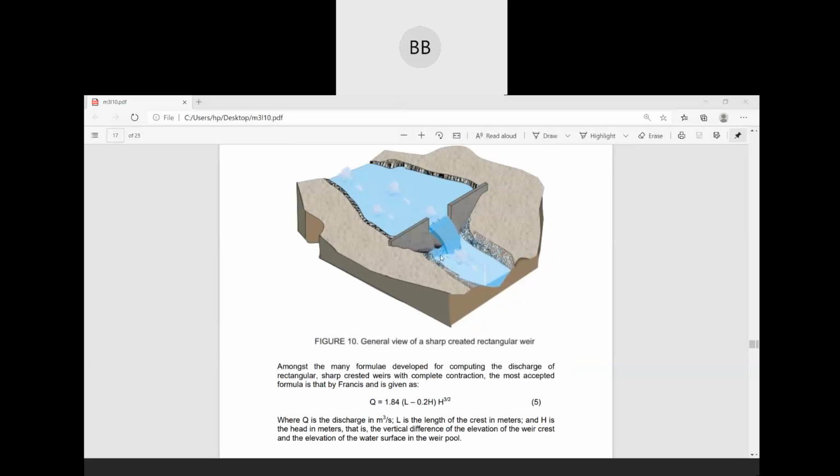Draw the structure, that cross section of the weir, and write down the equation of that particular sharp crested weir. Write down the equation of the sharp crested weir, okay. Here this part also you have to write, where Q is the discharge in meter cube per second, L is the length of the crest in meters, H is the head in meters, okay. So you can write down this part, okay.